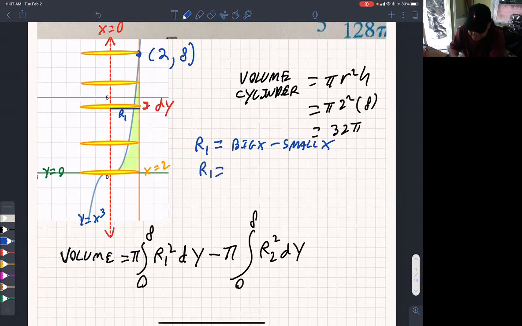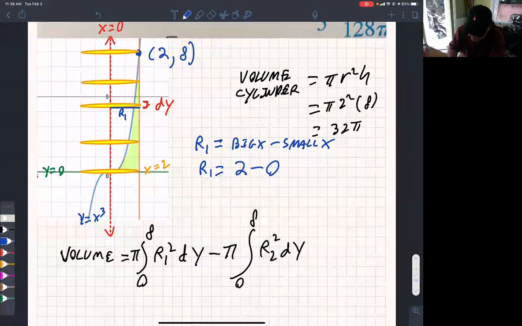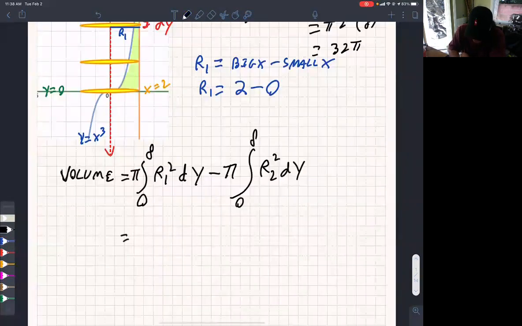But what is big X? The further right you are, it's bigger, and to the left, it's smaller. Do we know X at this point? Well, it's X equals 2. So that's going to be 2. And small x is the y-axis, but on the y-axis, X is always 0. So that's going to be 0. So for the first one, we will get this. R1 is 2 squared dy.